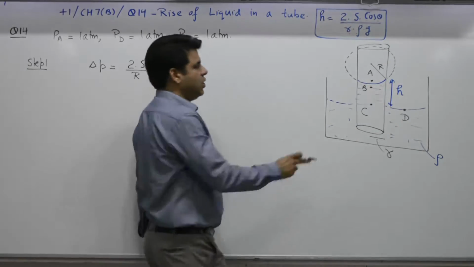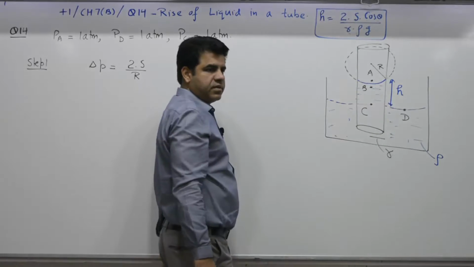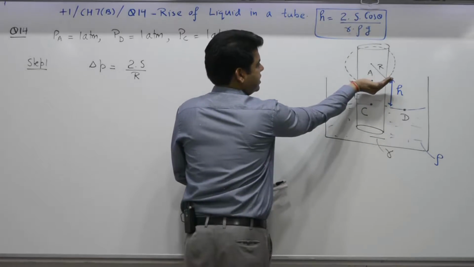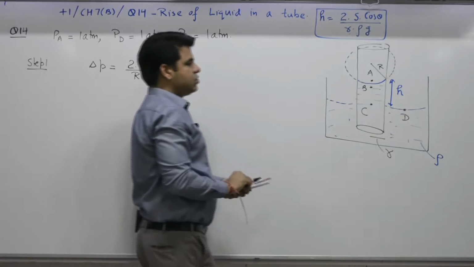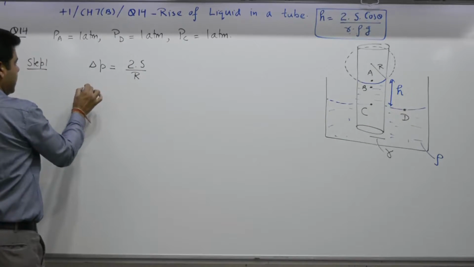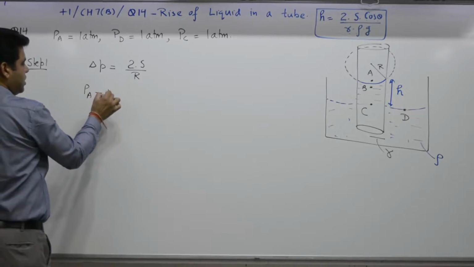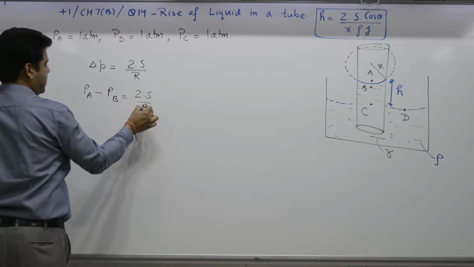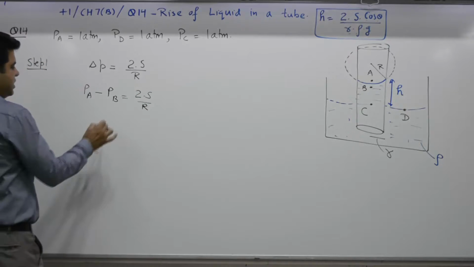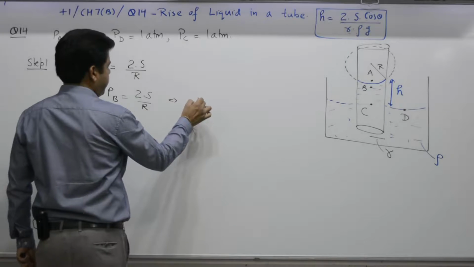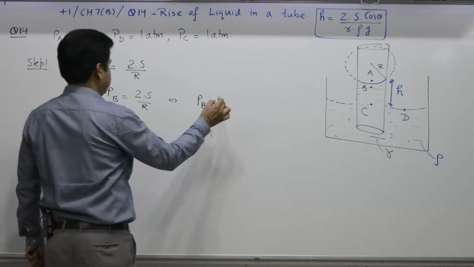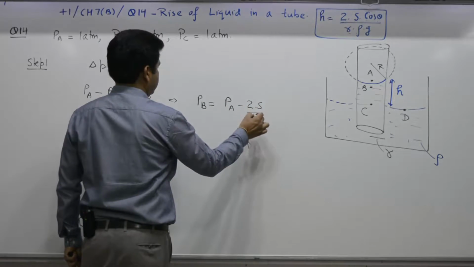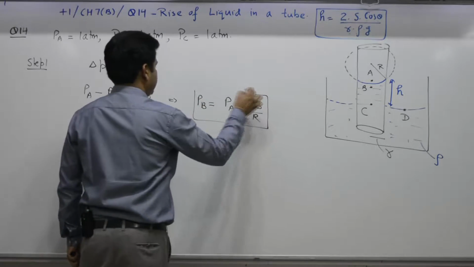Pressure is more on the concave side. A is the concave side. So pressure at A is more than pressure at B by 2S by R. So pressure at B is equal to PA minus 2S by R. This is your equation number 1.